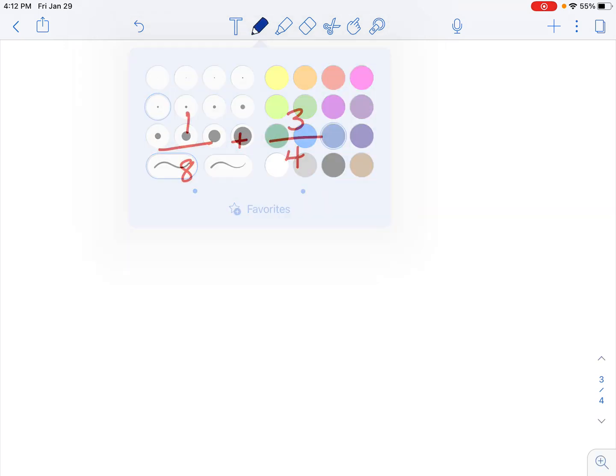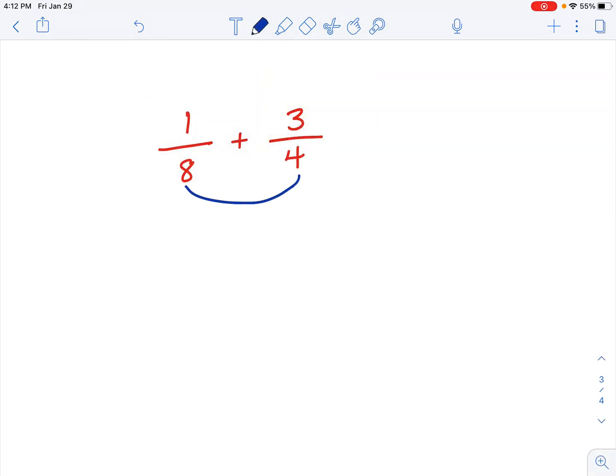So to do the butterfly, we first do the tail, and we do 8 times 4. And you can use your calculator. 8 times 4 is 32. So that 32 is going to be my denominator. Then a butterfly has wings. So I do a cross like that, and I multiply the numbers inside the wing. So 8 times 3 is 24.